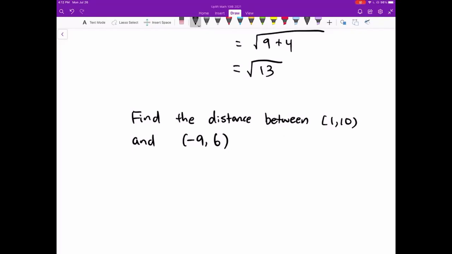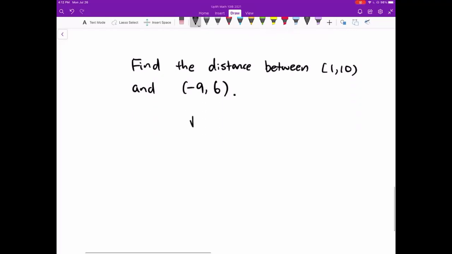Square root of 80. Let's see. I think I got something different. Yeah, same. It's not a nice number. I think it's the square root of 164. 116. Yeah, 116, I got that as well. So 116. Good job.